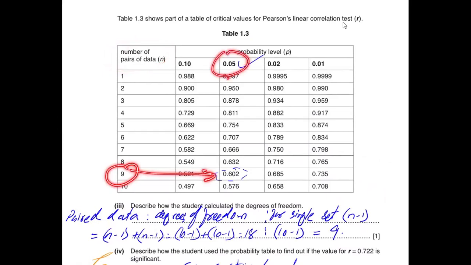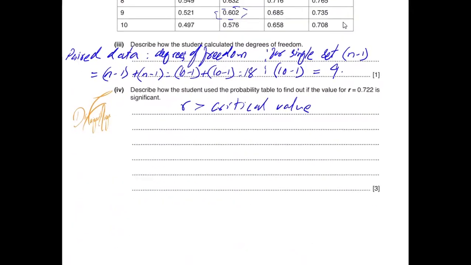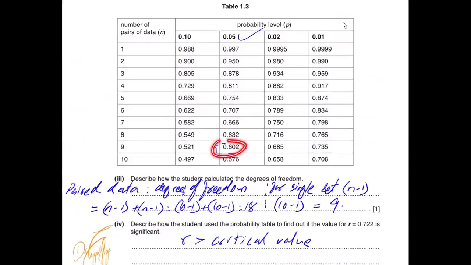We take probability 0.05, so our critical value comes out to be 0.602. We always pick the 0.05 probability level in biology experiments because this shows 95% confidence. It leaves a 1 in 20 chance of error. So what is the critical value? Our critical value comes out to be 0.602.